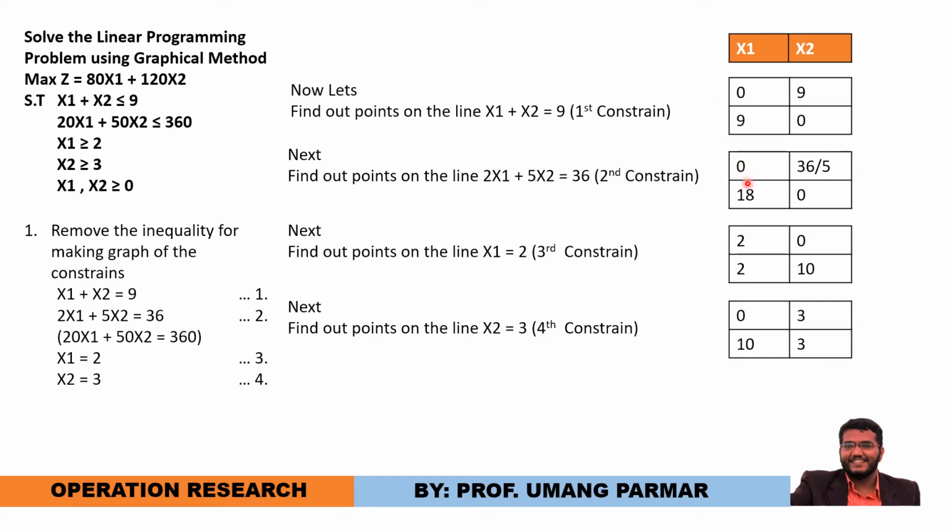Our third and fourth point will have the second constraint. Same way, these 2 points will represent the third constraint and these 2 points will represent the fourth constraint. Now we are going to make the graph of these 4 different constraints.